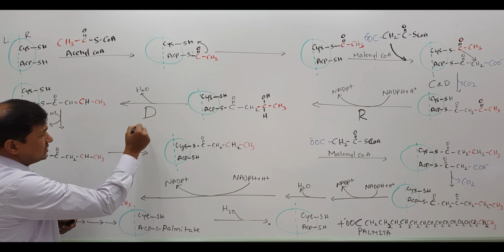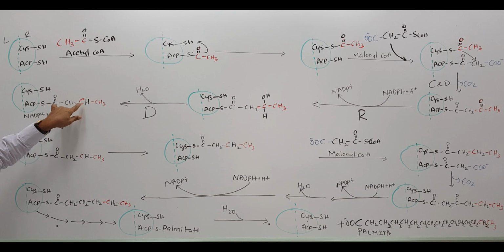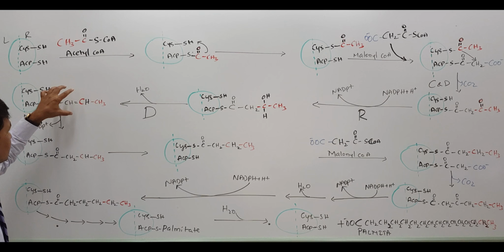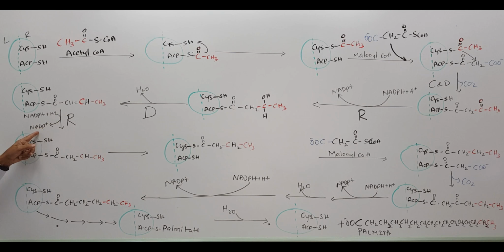Dehydratase removes a water molecule. So that means there is introduction of a double bond. So here C double bond O, CH double bond CH, CH3. And note that we don't want a double bond either, because palmitate does not have a double bond. It's a saturated fatty acid. So this double bond has to be reduced again. That process needs another reduction process. So we use one more molecule of NADPH plus H plus, which is oxidized into NADP plus, and the double bond is reduced here.